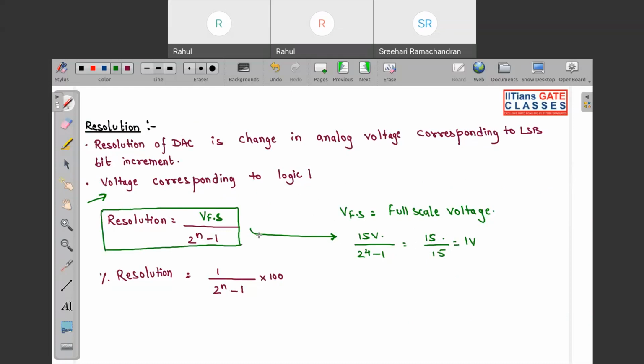Tell me if this is clear. Now the next is percentage resolution. Percentage resolution we always take for the first bit only. So you can see here we have 1 divided by 2 to the power n minus 1, into 100, as we want the percentage resolution. This is the formula for percentage resolution. I am not deriving any of these, because direct questions will be asked based on these formulas.